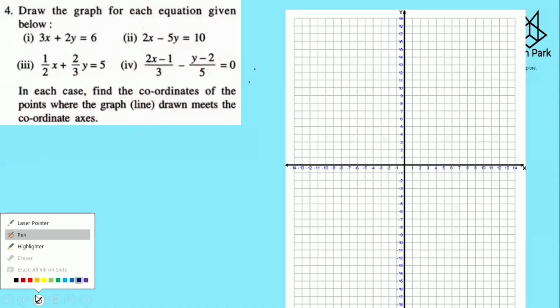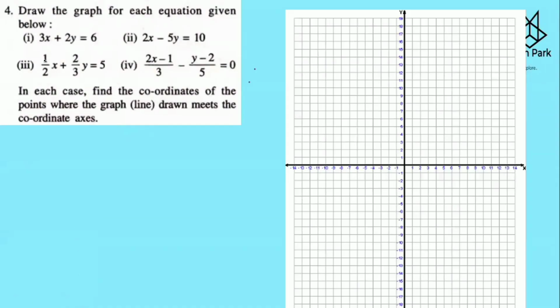Let's start with question number 4. In question number 4, it says, draw the graph for each equation given below. And in each case, find the coordinates of the points where the graph, a line drawn, meets the coordinate axis, where it meets at x-axis and y-axis. So the first one, we have 3x plus 2y is equal to 6.